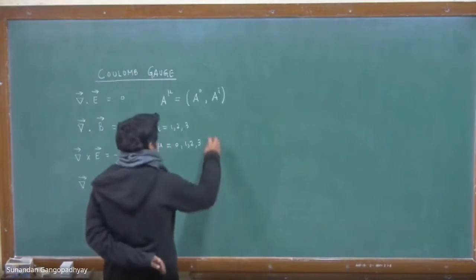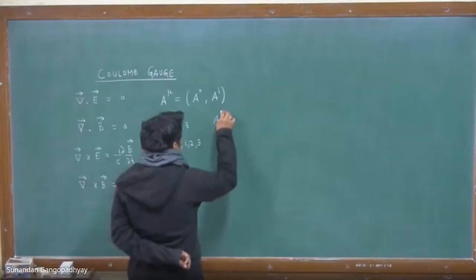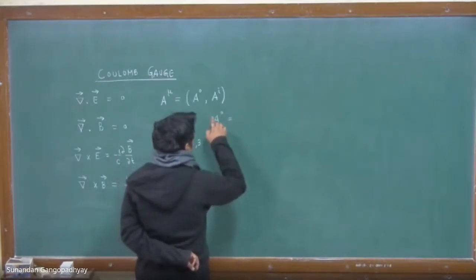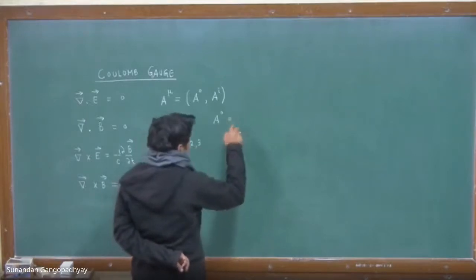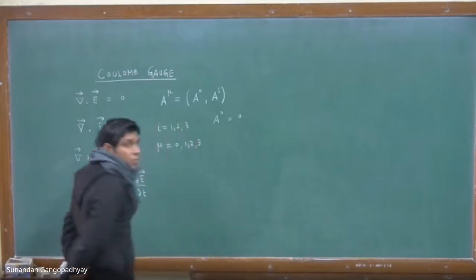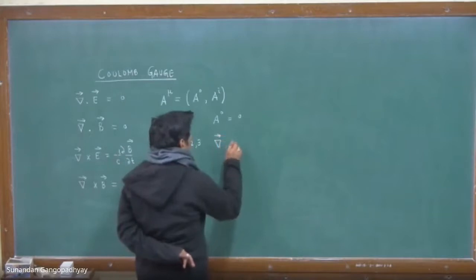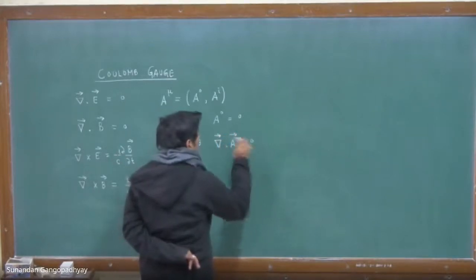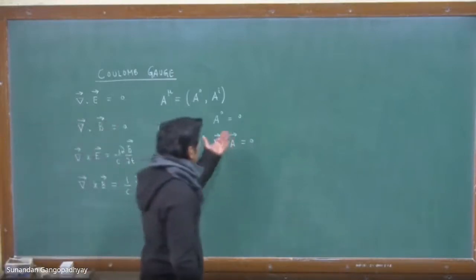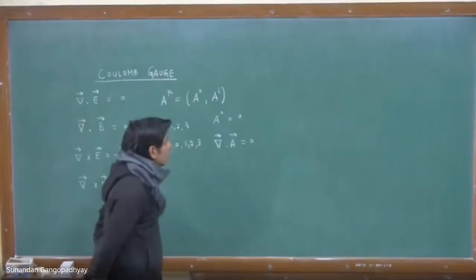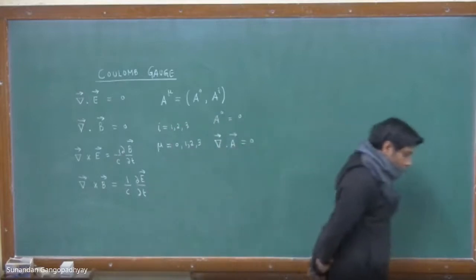And in the Coulomb gauge, let me write down what this is. We know that the zeroth component of A mu is basically the scalar potential, and this we shall set to 0, and del dot A we shall also set to 0. This is called the Coulomb gauge, divergence of A equal to 0, and with these two conditions it is called the transverse gauge.